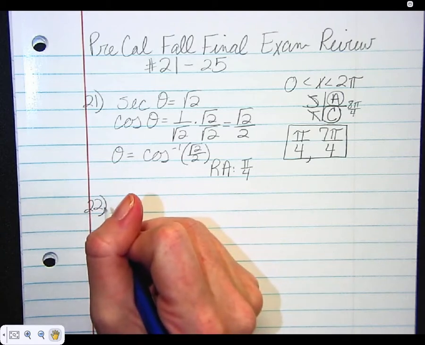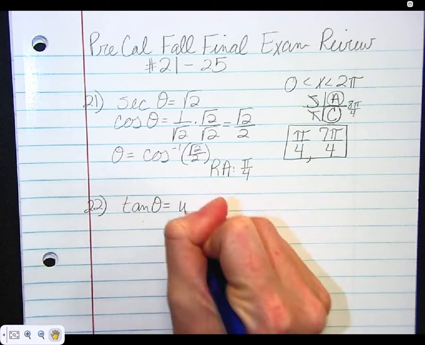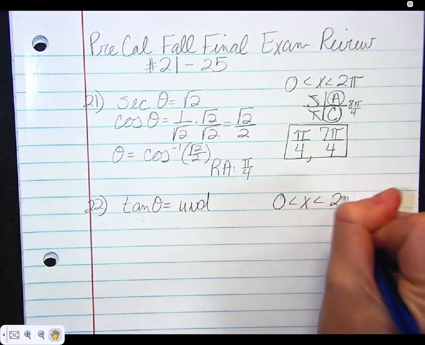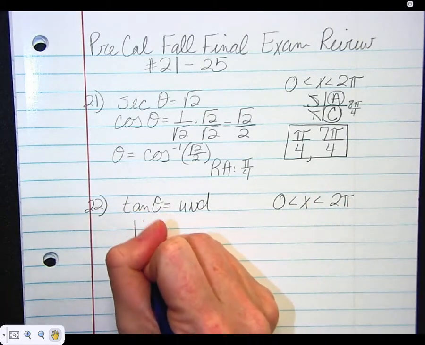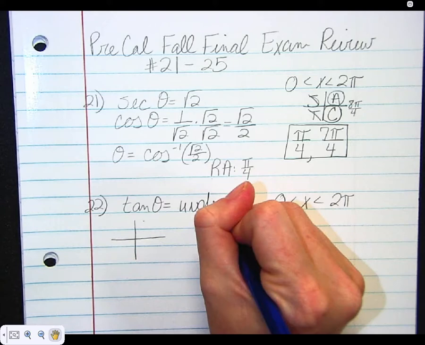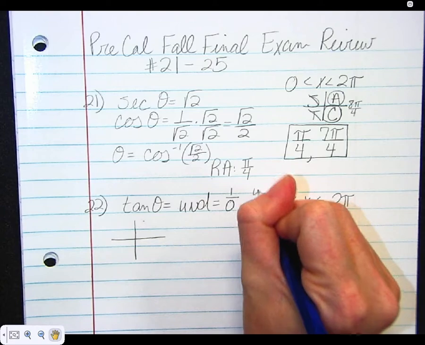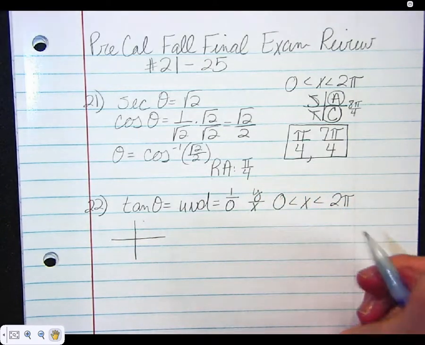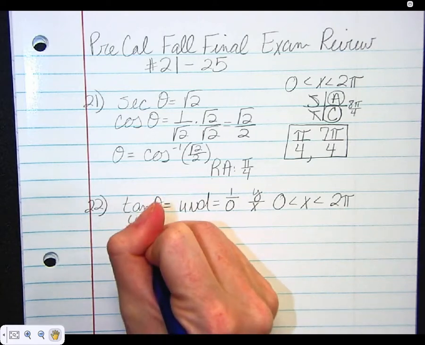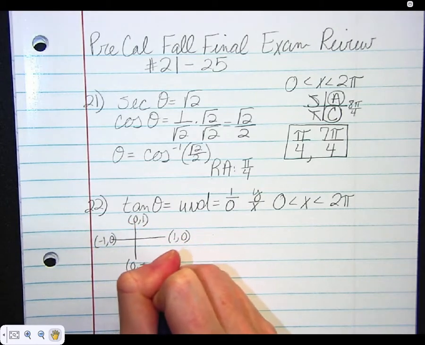Okay, on 22, they're asking me to find where tangent is undefined. So you can think about your graph on this one if you want to. I'm going to go ahead and stick with my All Students Take Calculus and my coordinate plane here. And I know that tangent is going to be undefined at a place where I have something like 1 over 0. So I'm looking at my quadrantals here. And I also know that tangent is y over x. I'm only looking between 0 and 2 pi on this one. So I know this is 1, 0 and 0, 1 and negative 1, 0 and 0, negative 1.